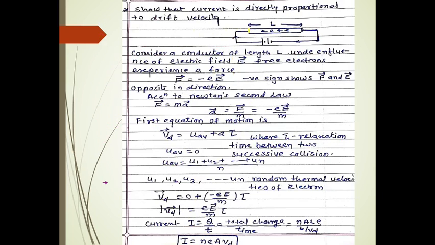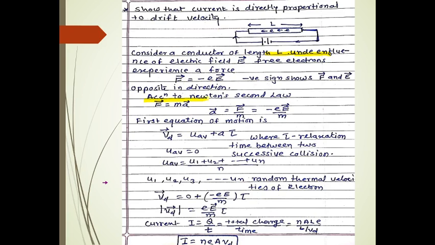Consider a conductor of length L with potential applied across the conductor. This arrow shows the direction of the conventional current. Under the influence of the electric field E, free electrons experience a force F equal to minus e into E, where e is the charge on the electron and E is the electric field. The negative sign shows that F and E are opposite in direction.